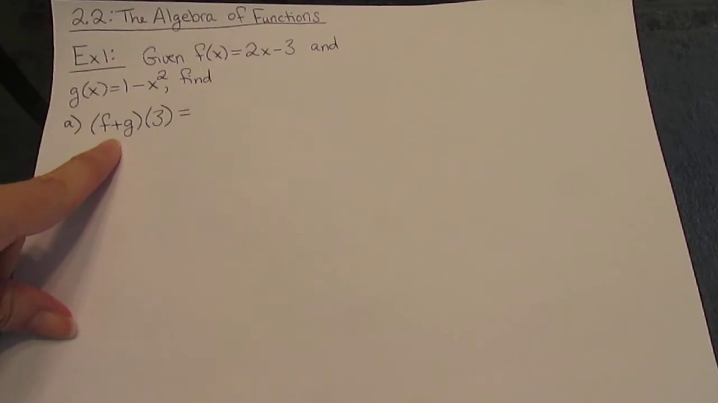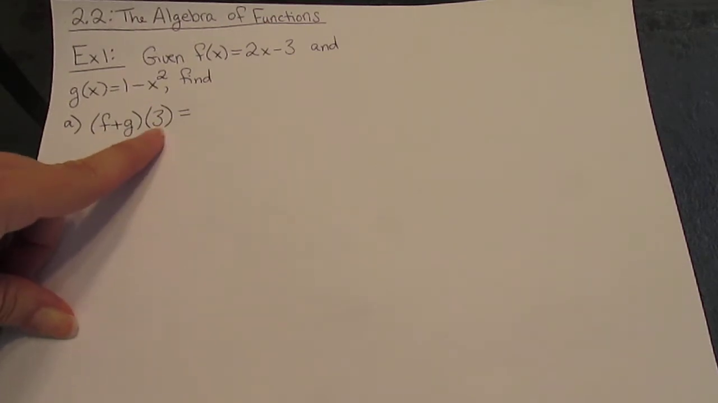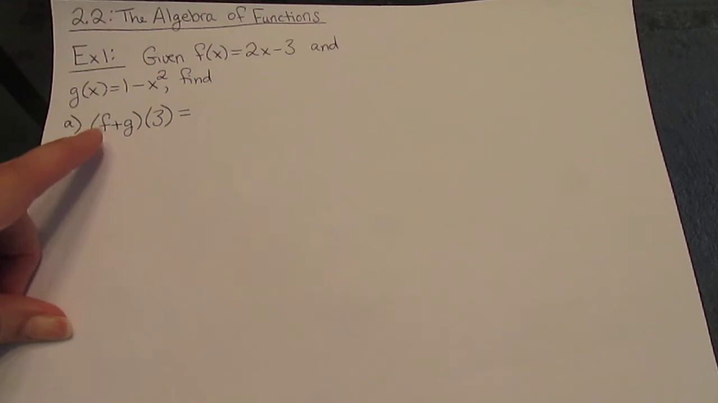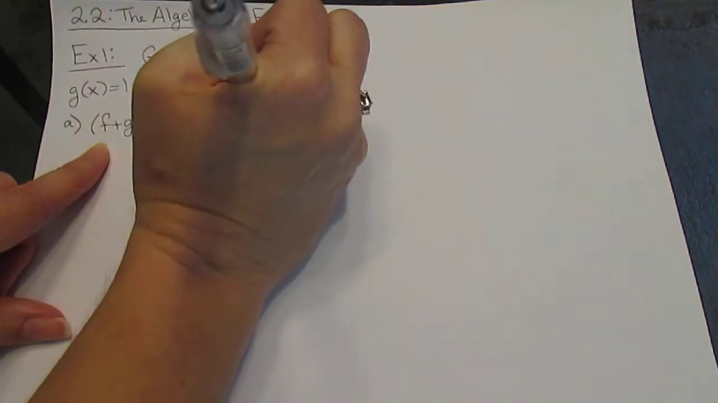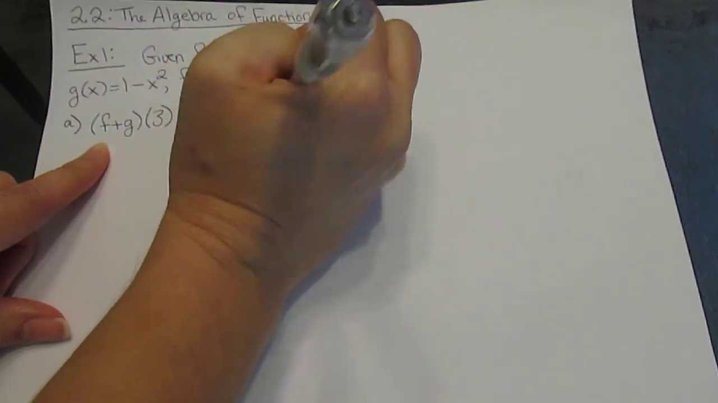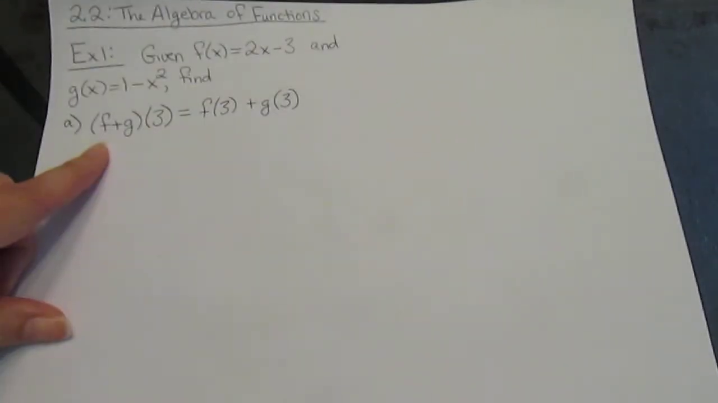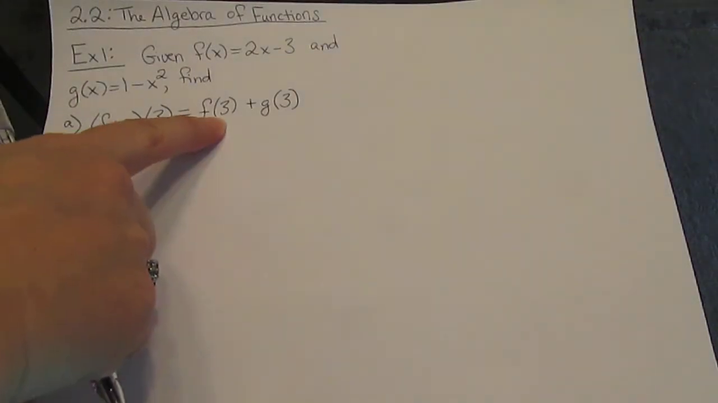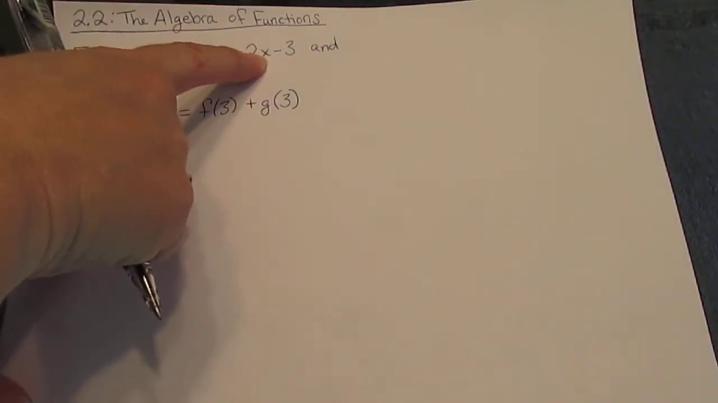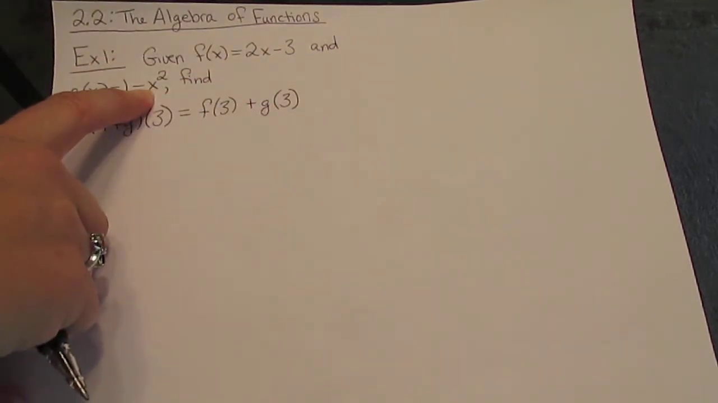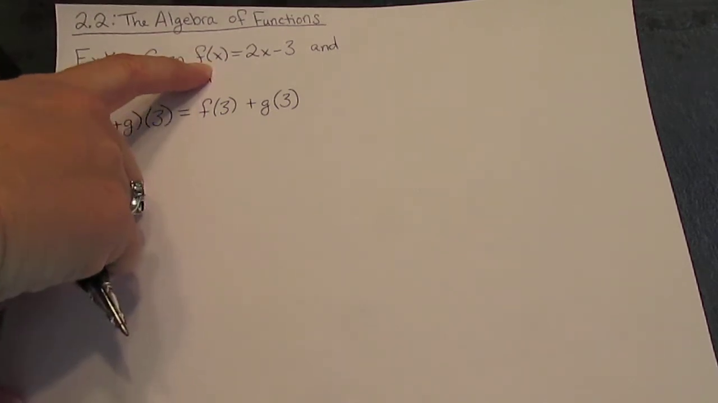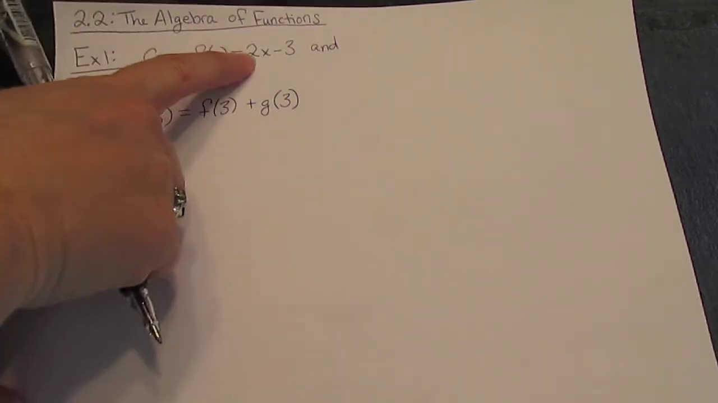Okay, well this is function notation, so it's telling you that they want you to plug a 3 into both of these two functions and then add them together. So you can rewrite this as f of 3 plus g of 3. And that shows exactly what you're doing. You're going to plug 3 in for x in the f function and 3 in for x in the g function. Did I say f function? I meant to say f function when I pointed at that one.